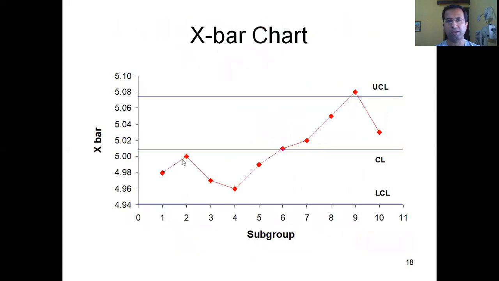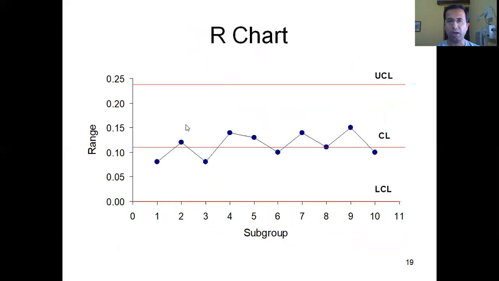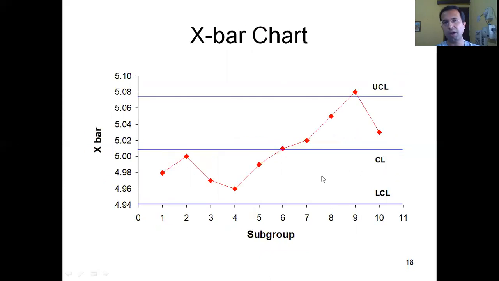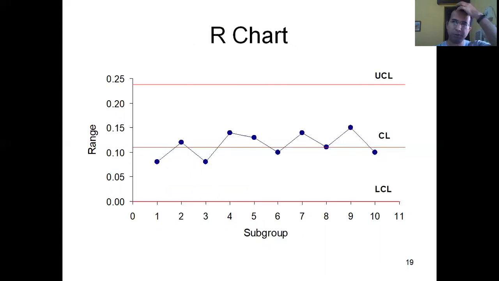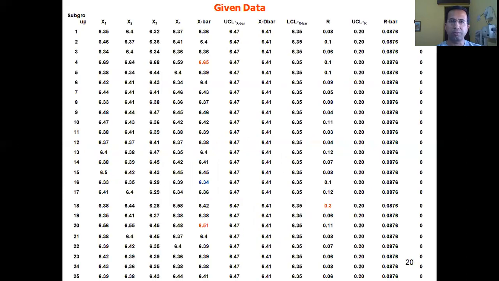So this is your X bar chart. You should know how to make it. On the Y axis, you have X bar values, and on the X axis, you have the subgroups or the sample number. We can see this point over here indicating that the process is out of control. Further, our R chart indicates the process variability is under control. So X bar indicates process centering, and R chart indicates whether process dispersion is under control or not.